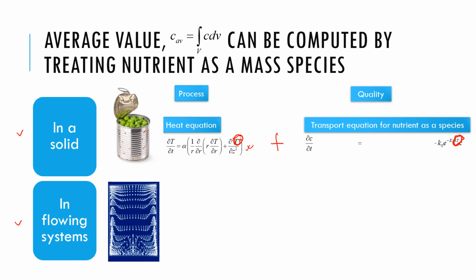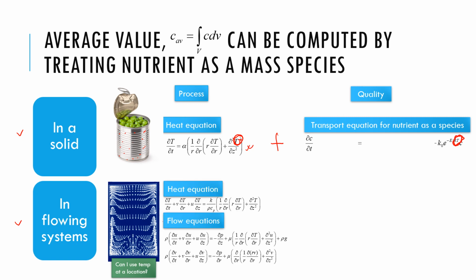So in this case, it's a can of liquid, and when you heat from here, then the liquid will start to flow. So the process physics is described by the heat equation and the flow equations, because the heat equation now has velocities, and the velocities will come from the flow equations.